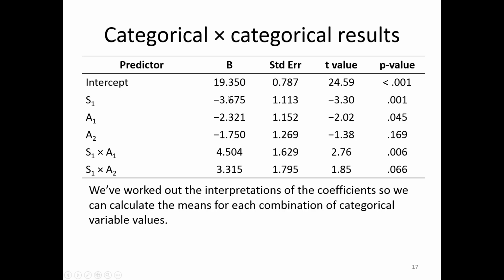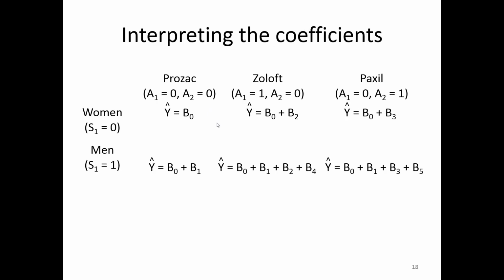We know that sex is the simple effect at the reference group for antidepressants, so within Prozac for men versus women. So we know that for men, they score a little bit lower on depression when taking Prozac. Okay, so we'll interpret these other effects in just a minute. So there's our coefficient B naught. And then for women taking Zoloft, we take that coefficient and then we add B2.